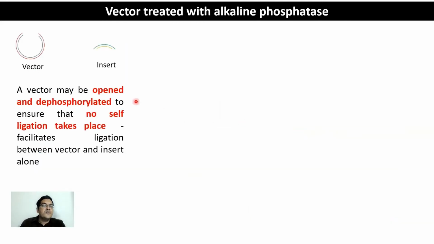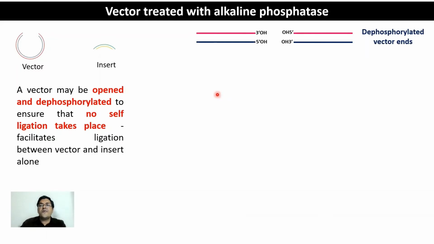Here is your vector. This vector has first been opened up using a restriction enzyme, and then of course it has been dephosphorylated using alkaline phosphatase. So a vector may be opened and dephosphorylated to ensure that no self-ligation takes place. This facilitates ligation between vector and insert. The question is, why should the ligation not happen between the vector ends? This is the question that we're going to answer now.